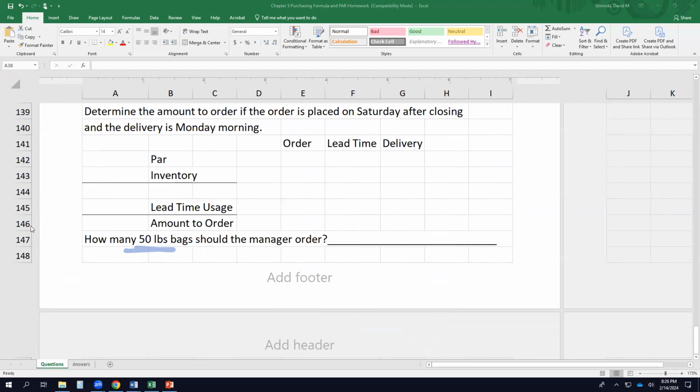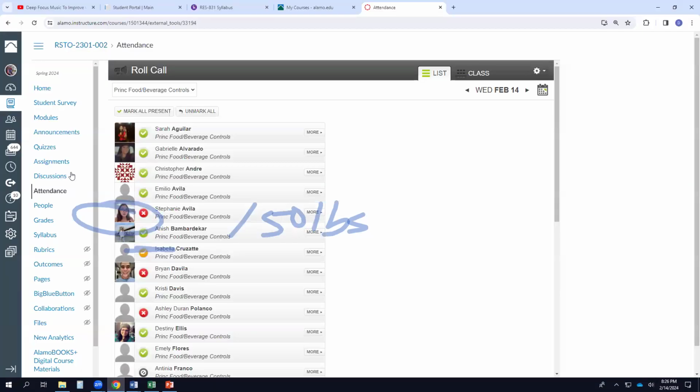So if you take whatever the amount to order is and divide by 50 pounds, if you get a decimal, you have to round up. You can't call Cisco and say, I need 12.5 bags of potatoes. No, I need 13 bags of potatoes. You're always going to round up to the nearest poundage in that case. So let's take a look really quickly.